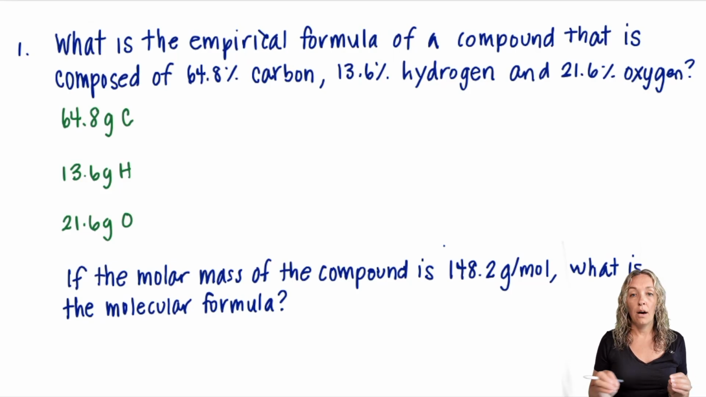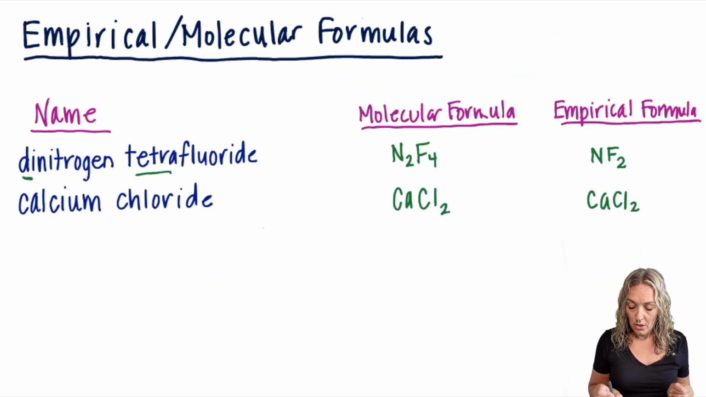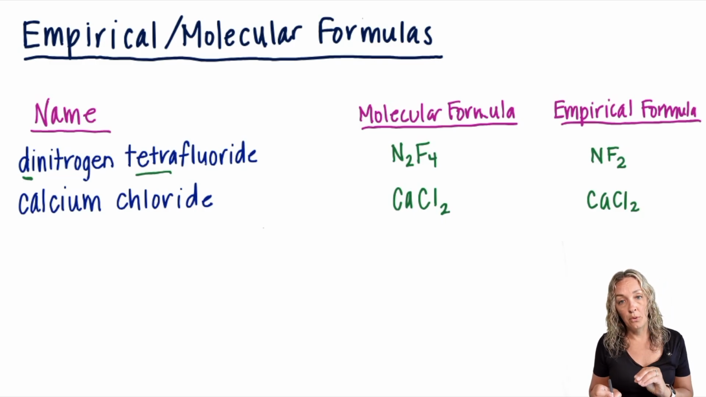Now, when we are talking about formulas, remember that the formula is telling us how many of each atom are in the compound. But that ratio can also be scaled up. That ratio can also tell us how many moles are in the compound. Let's go back to our original problem. So in this formula, it is telling me that there are two nitrogens for every 4 fluorines. That means that there are 2 moles of nitrogen for every 4 moles of fluorine.